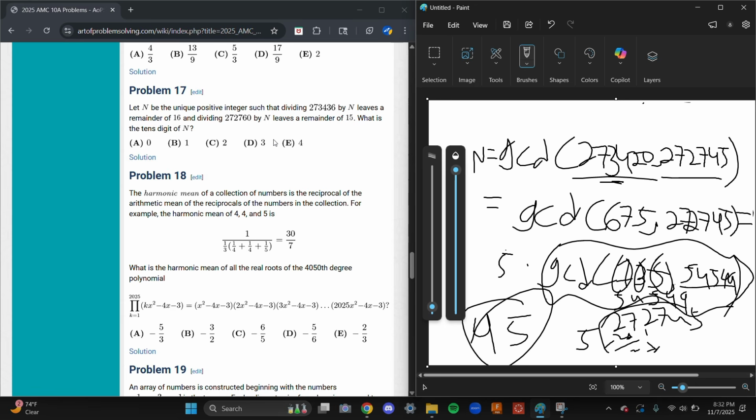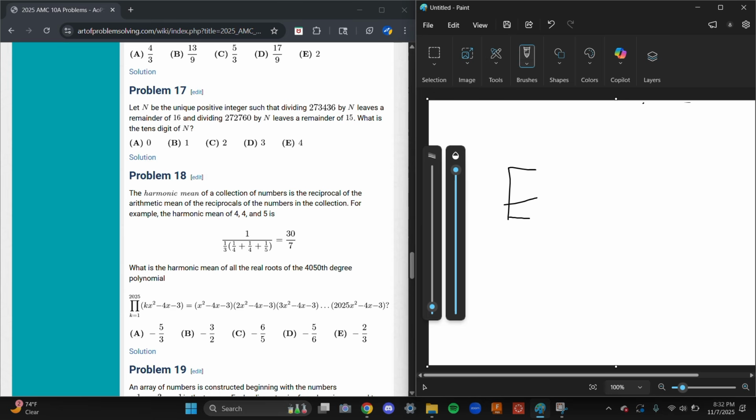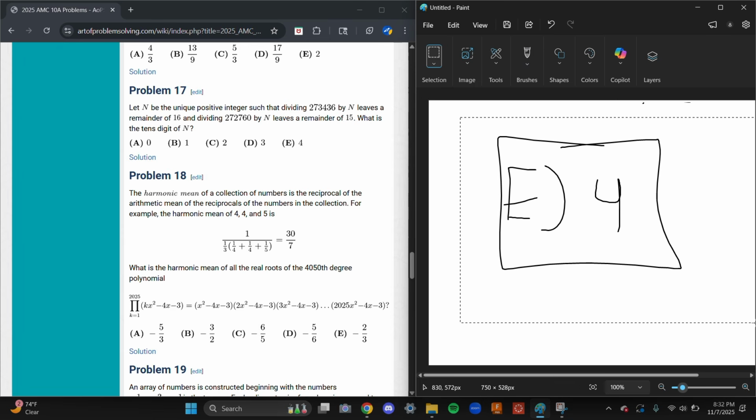So the tens digit of n is going to be 4. So the answer here is going to be E for problem number 17. So 17 is going to be E, which is 4. Okay, now for problem number 18.